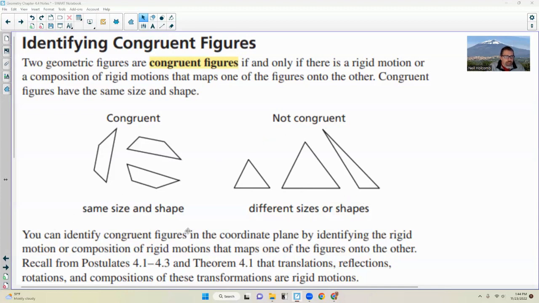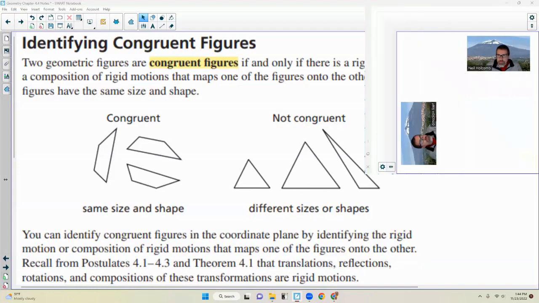You can identify congruent figures in the coordinate plane by identifying the rigid motion or composition of rigid motions that maps one of the figures onto the other. Recall from postulates 4.1 through 4.3 and theorem 4.1 that translations, reflections, rotations, and compositions of these transformations are called rigid motions.